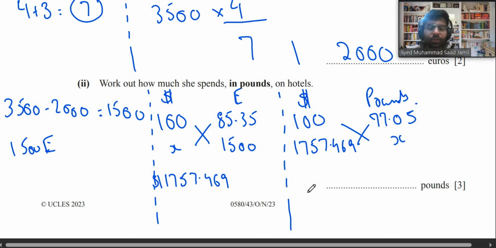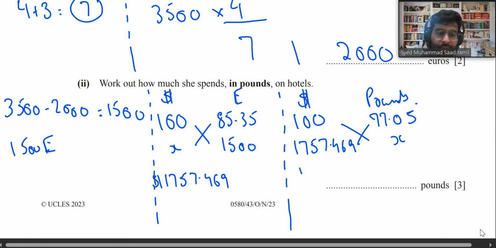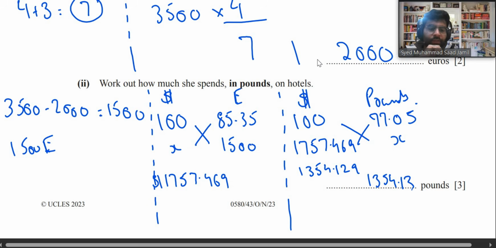We will convert it now. So we will do 1757.469 multiplied by 77.05. We will divide this figure by 100 because we are cross multiplying. So this means 1354.129. Alright. Now we will round it off, so it will become 1354.13 pounds. So that is your answer.